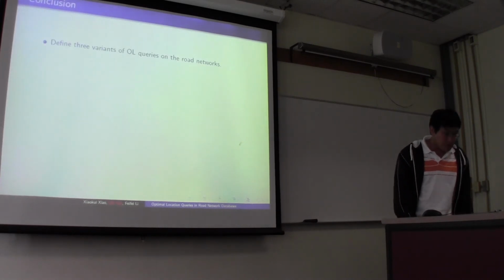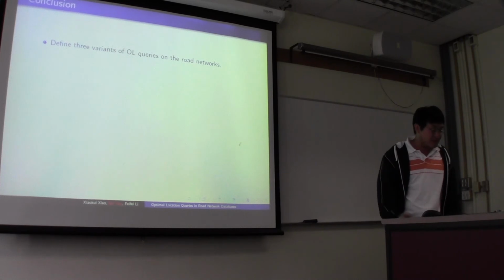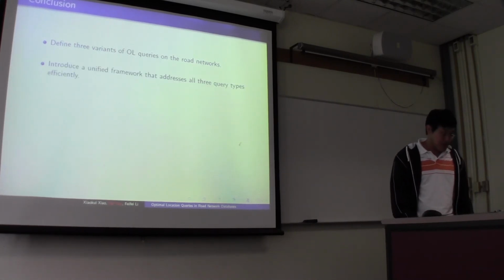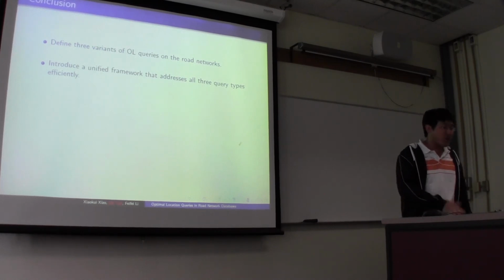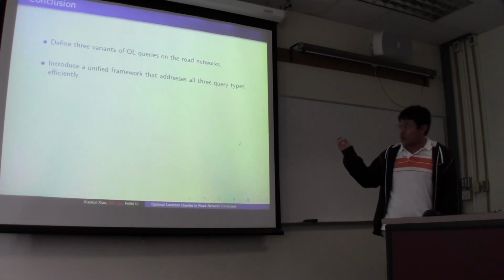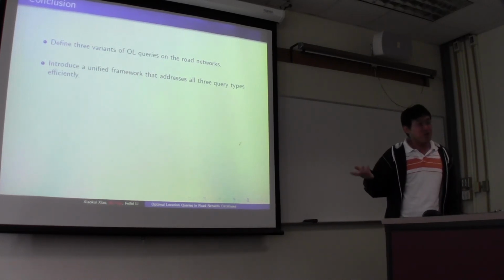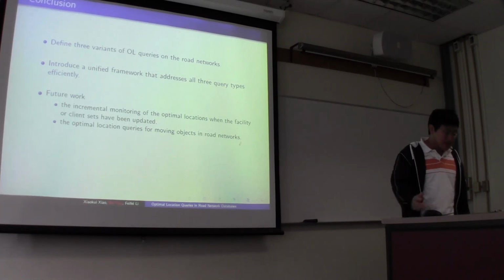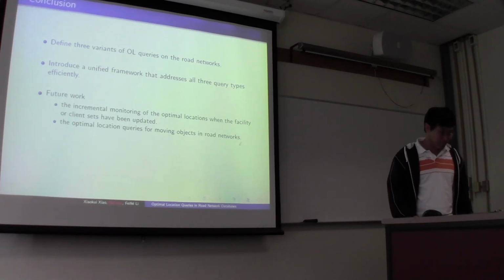To conclude my talk, we define three variants of the optimal location queries on the road network, and introduce a unified framework to address all these types of queries efficiently. Notice that our solution can also work when the clients have a weight. Here, we just assume the weight is 1 for all the clients. And this is the future work.